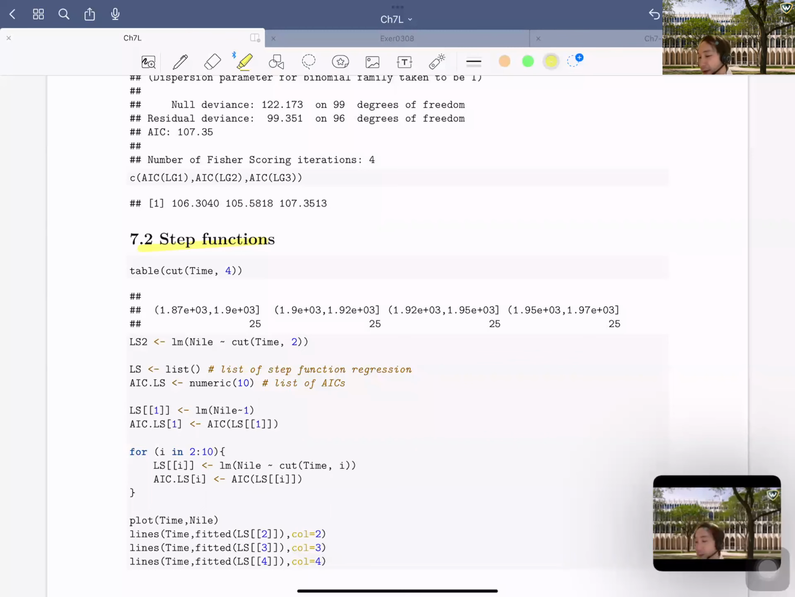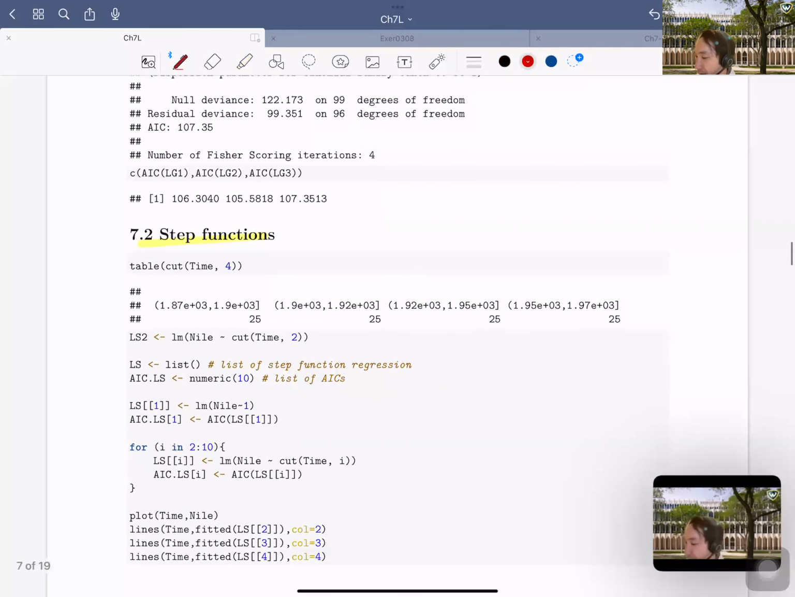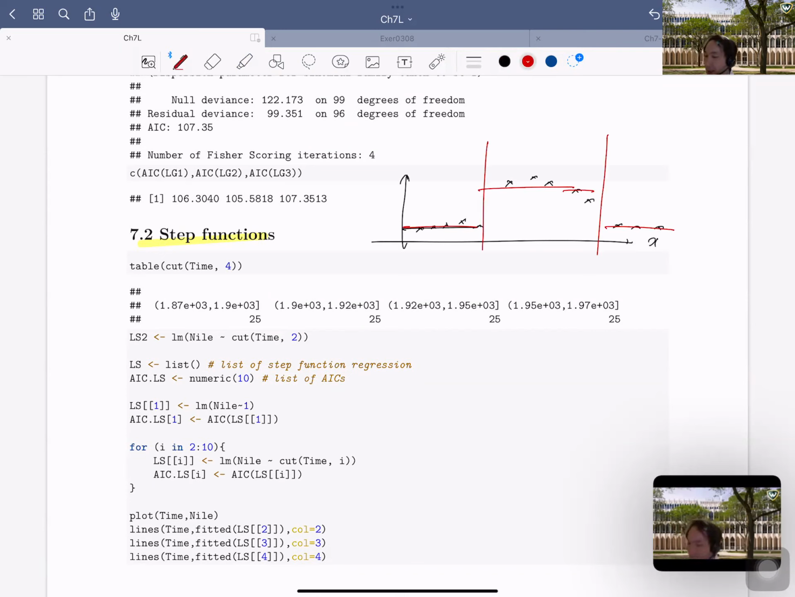So next one is step functions. Remember that the idea is we have X values and Y values, and suppose we have this kind of data, then we fit just step functions here, right? One problem is how to set the knot points. One way is to split this data so that the observations are separated into groups which have the same size. So in this case, if we have 300 observations, 100, 100, 100.